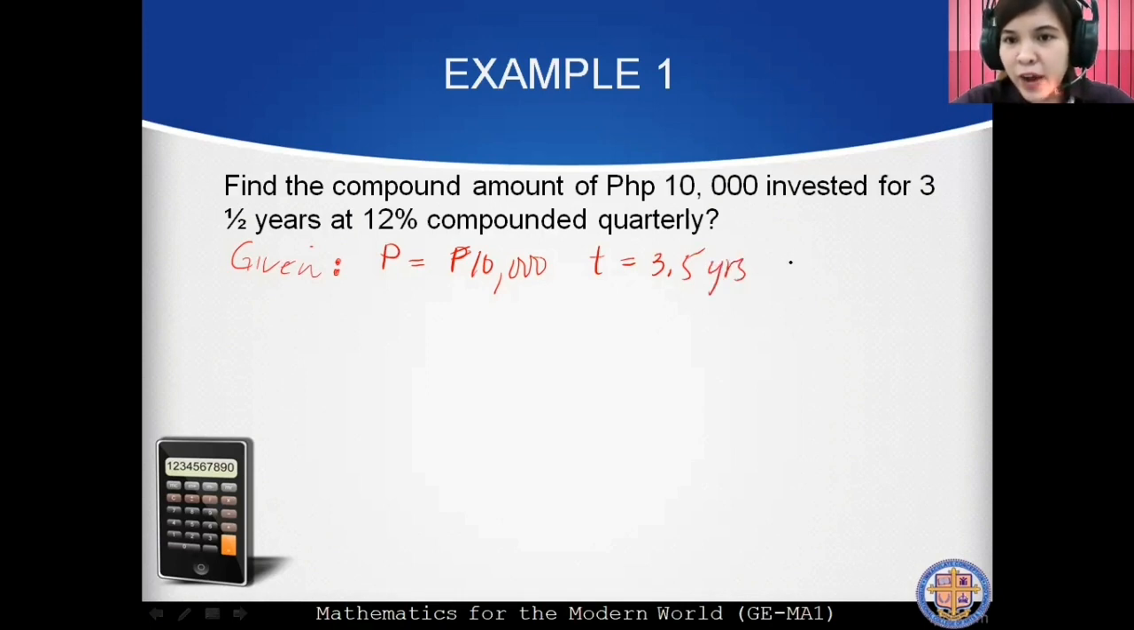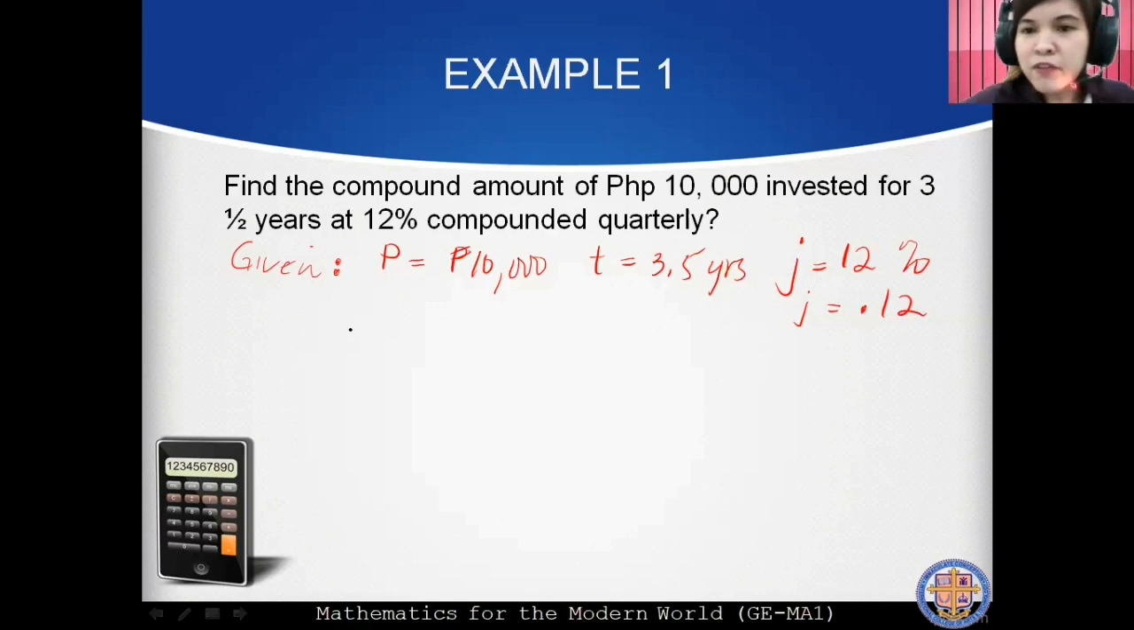Then, our rate. So, we have here our J, 12%. The symbol for compound interest rate here is J. In simple interest, the symbol of our interest rate is R. So here, let us use J. Then, let us convert this to decimal. You cannot use it directly in the formula if it has a percent symbol. So, write 0.12.